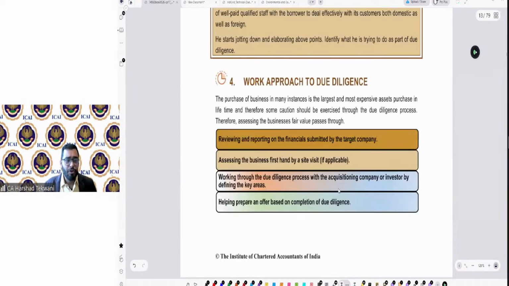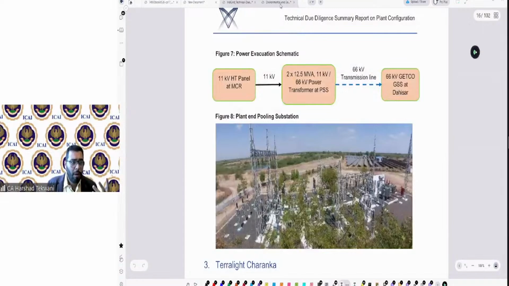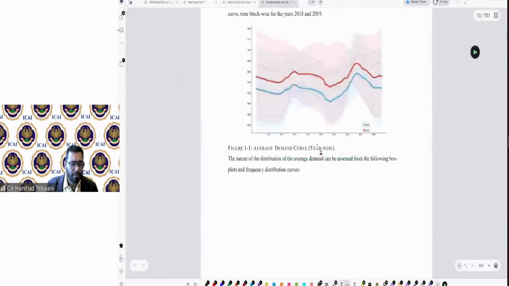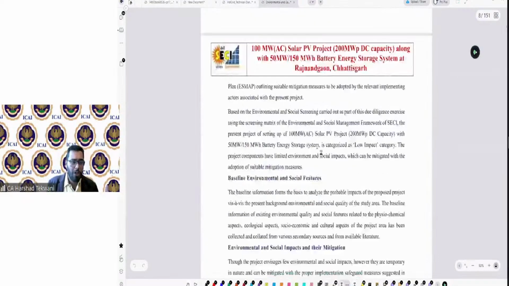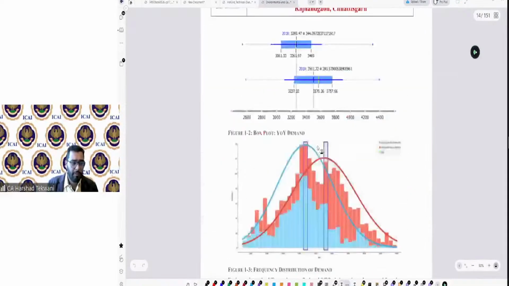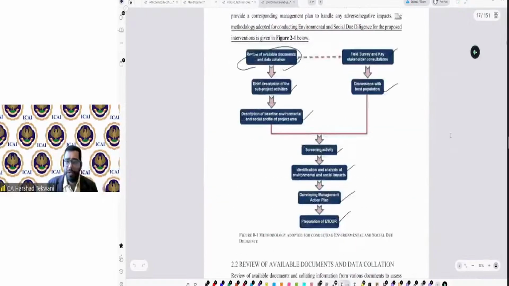Then the next question is how to conduct a due diligence, the methodology. Just now we saw a particular methodology over here. And as I told you, this is not the only methodology to conduct a due diligence.